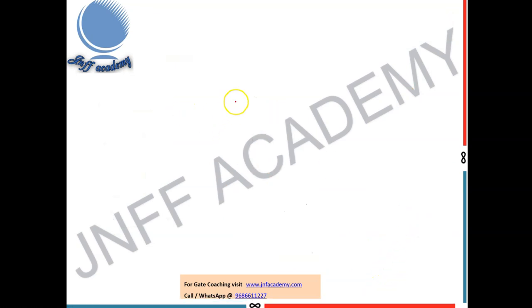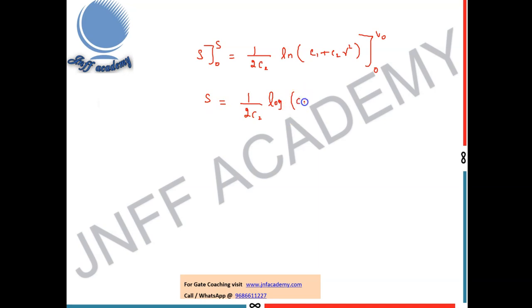So what is the solution? This side s will come, ds with 0 to s as the limit. This side 1 by 2c2 log of c1 plus c2 v square. The limit is 0 to v naught. Here the upper limit is log of c1 plus c2 v naught square, and the lower limit is 1 by 2c2 log of, okay, v is 0, so log of c1.